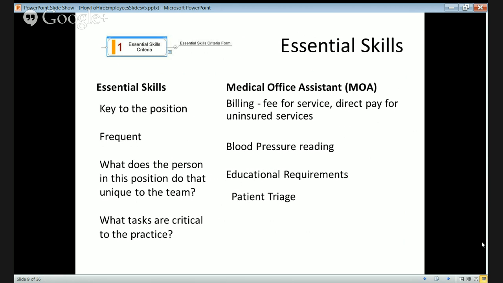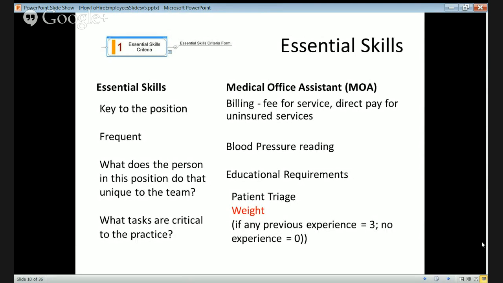Can they take an accurate blood pressure reading? Do they know the requirements for when to do a blood pressure reading automatically? What about the educational requirements? It might be something that you want to make sure that they have had some post-secondary training to be able to do. Have they done patient triage? So you're going to ask these types of questions and identify what the essential skills are.